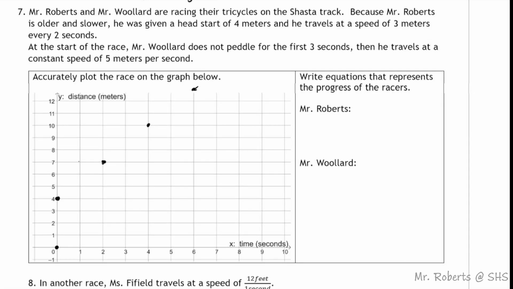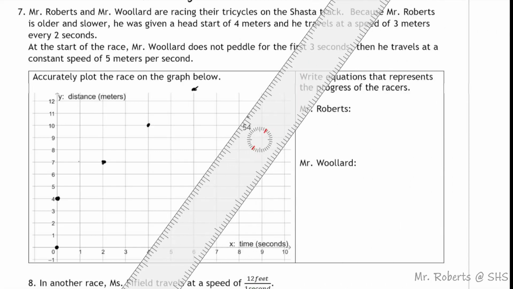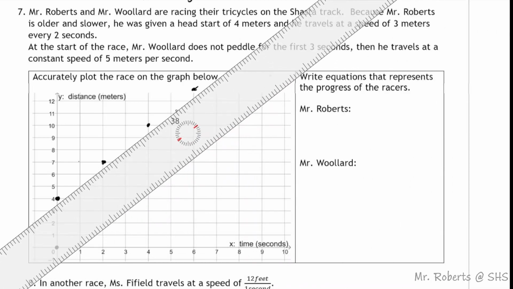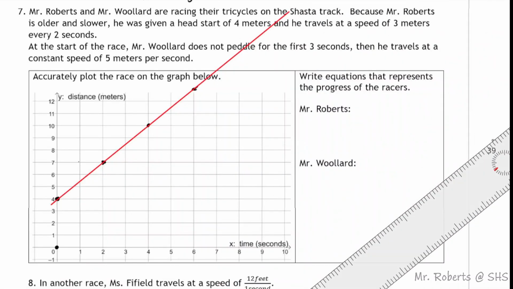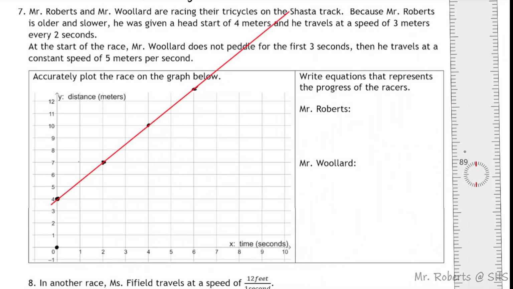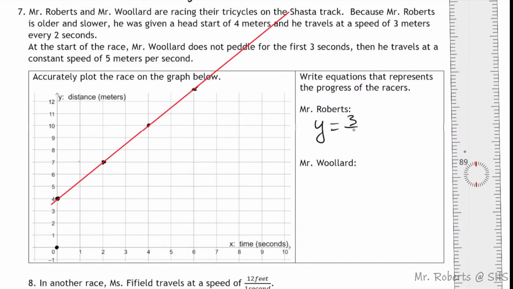So that looks like roughly the graph for Mr. Roberts. For myself, I am Mr. Roberts. I am that old guy that's slow. And I'm going to go ahead and line this up and just drag a little red line through there. So that's my race. And if I was going to write the equation for that, because I'm asked to, that equation is y is equal to 3 over 2 times x, plus I have a head start of 4 meters.